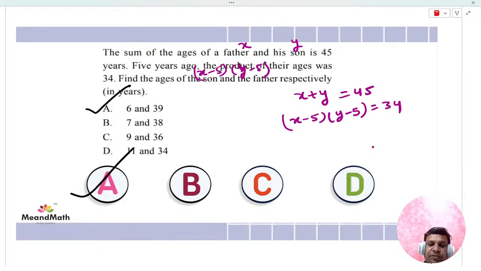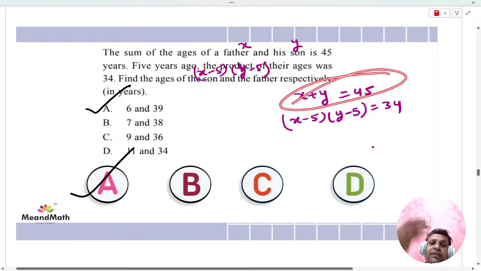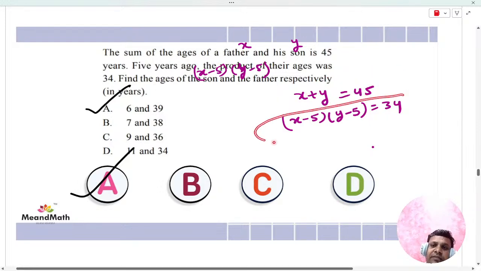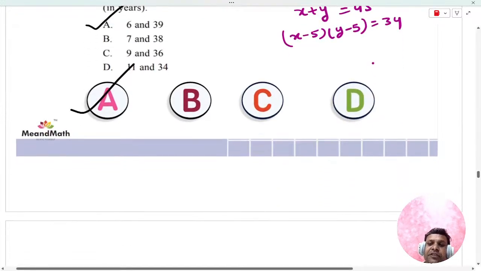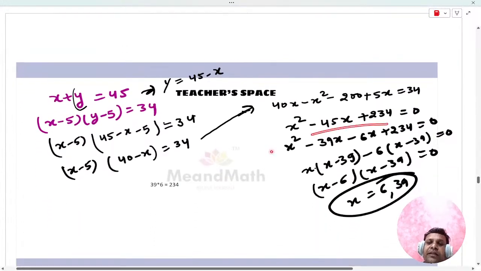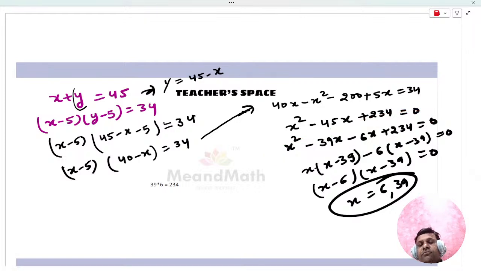The sum is given as 45, so one we assume x, and the other we assume y. The sum of both is x plus y equals 45. Here is the equation. Now 5 years ago the product is 34. There are two equations, first equation and second equation. From the first equation we replace y and we get the quadratic equation. The quadratic equation is simplified by splitting the middle term, and here we split it into minus 39 and minus 6. So the answer is 6 and 39. So 6 here is the son and 39 here is the father.